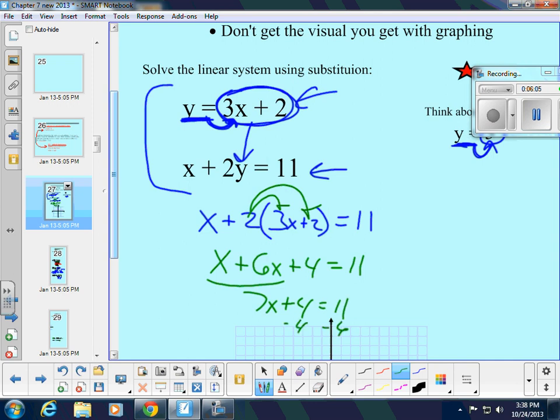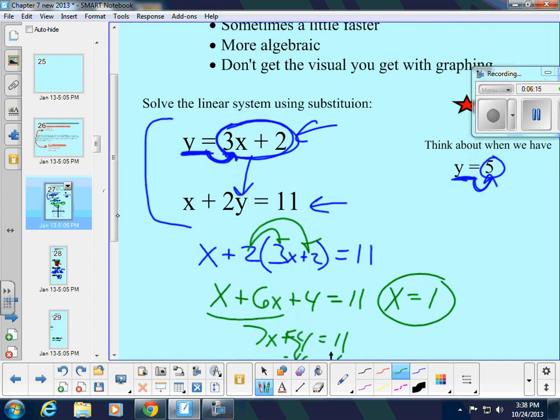I'm kind of running out of room in my grid here, but that's okay. I'll get 7x equals 7. And divide both sides by 7. I get x equals 1. So again, what I found right now is x equals 1.